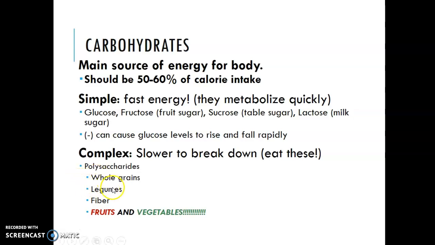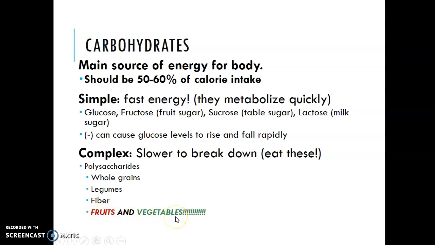So our whole grains, our legumes, which are like beans, fiber. We can't digest our fiber. Fiber comes from fruits and vegetables, and that also makes us feel full longer and gives bulk through the digestive process. So our fruits and vegetables.